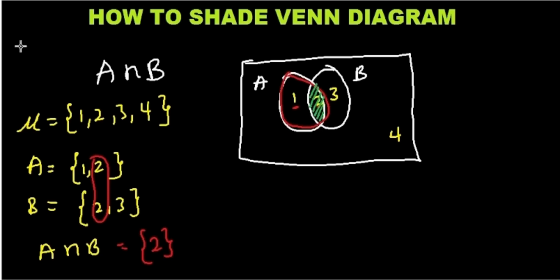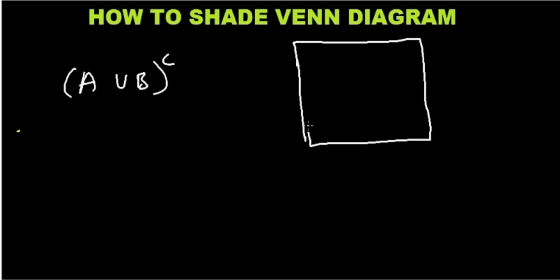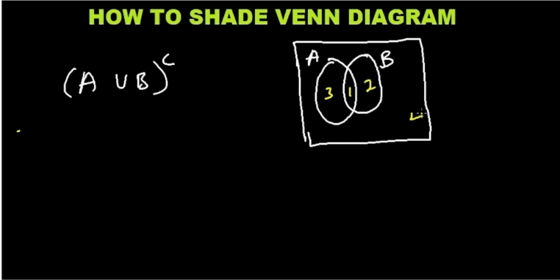How to shade Venn diagrams in sets. Suppose we are given something like this also. We have A union B complement. You do the same thing. First of all, draw your diagram and properly number it. This time around, I will just number it from anywhere I want to. So let's assume I want to number it from 1. Whatever way you number, we are going to get the same answer.